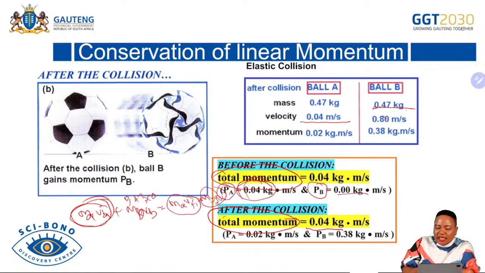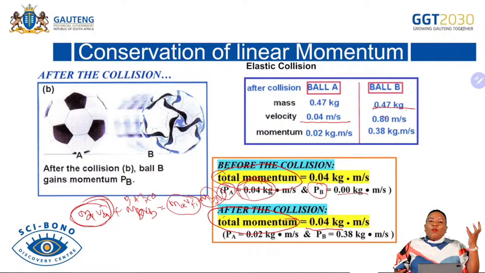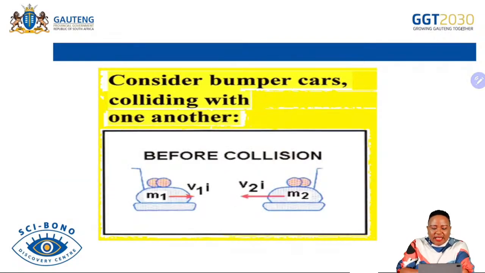That is how we calculate the conservation of linear momentum. So you equate the momentum before collision and the momentum after collision. As you are doing that, you are proving the law of conservation of linear momentum. That is why you can see that they've tried to solve the two problems, to find how we relate the two momenta.